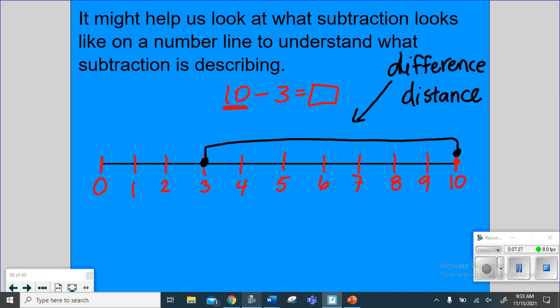Does that make sense what I'm talking about? I started at 10, and I want to know how many numbers it is until I get to 3. That is what subtraction is asking me. So far, so good? All right, let's count the numbers. 1, 2, 3, 4, 5, 6, 7. How many numbers was in between 10 and 3? 7. Elena? 7. The distance, the difference between is 7.